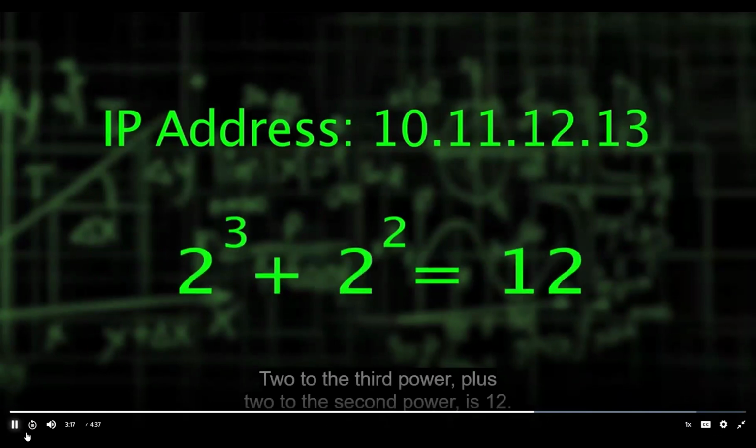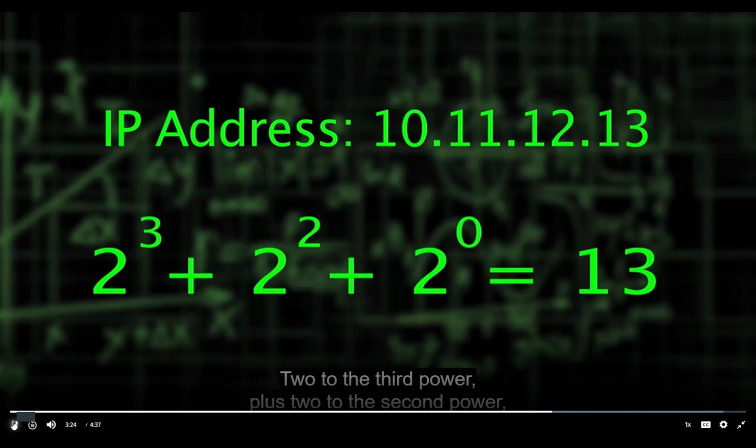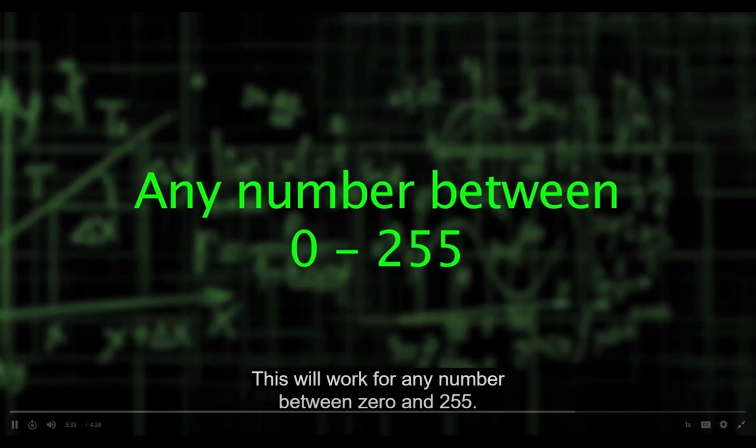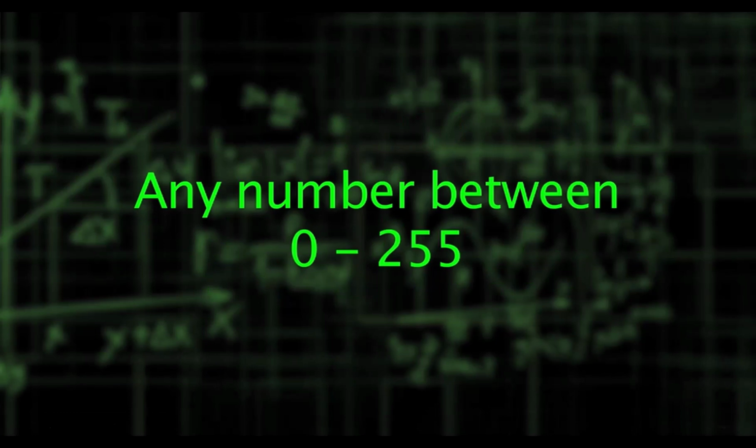2 to the third power plus 2 to the second power is 12. So that's 8 plus 4, right? 2 to the third is 2 times 2 times 2 is 8. 2 squared is 2 times 2 is 4. 2 to the third power plus 2 to the second power plus 2 to the 0 power is 13. Again, we have 8 plus 4 plus 1 is 13. So what the computer is doing in the background is translating the base 10 numbers, 10, 11, 12, 13, to the binary equivalent. This will work for any number between 0 and 255.